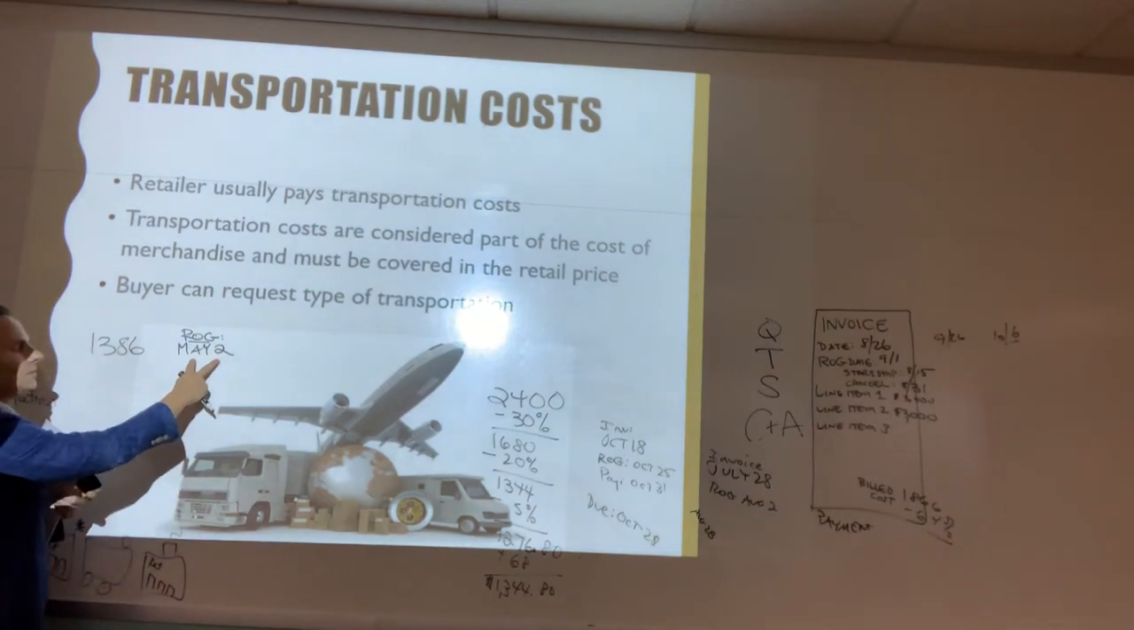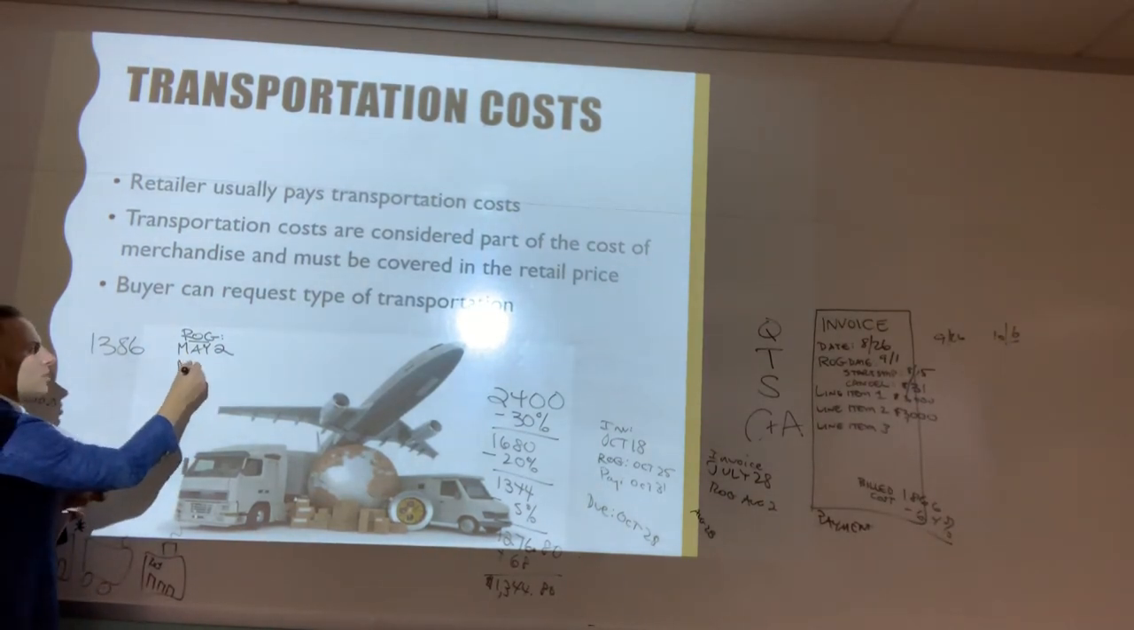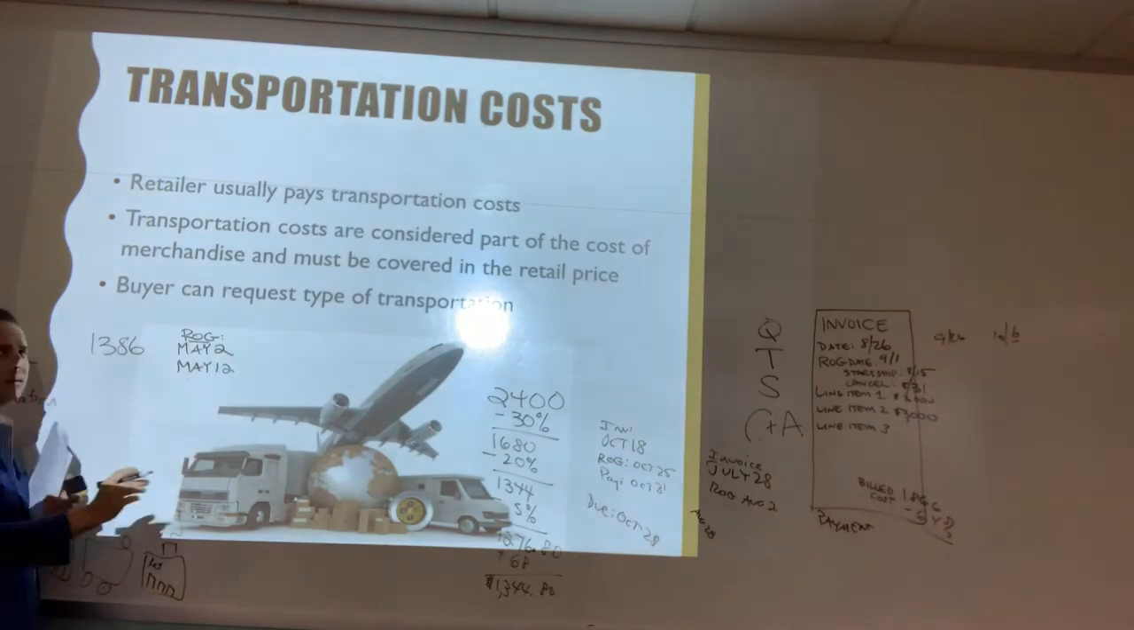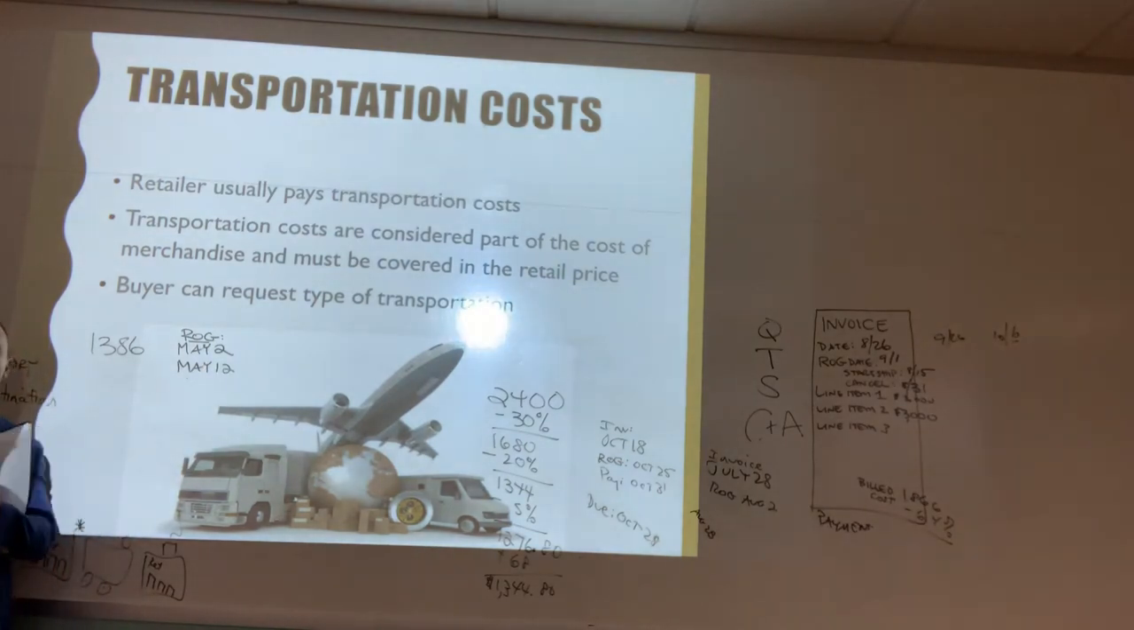2/10 ROG. May 12th. Payment is due May 12th. When did we pay? May 12th. How many days early did we pay? 0 days. I erased the formula, but 0 divided by 365 times 6% is 0. So our anticipation discount is nothing because we didn't pay early, right? If we paid early, if we paid the day before, it would have been 1 over 365 times 6%, which would be almost 0. But it'd still be something.